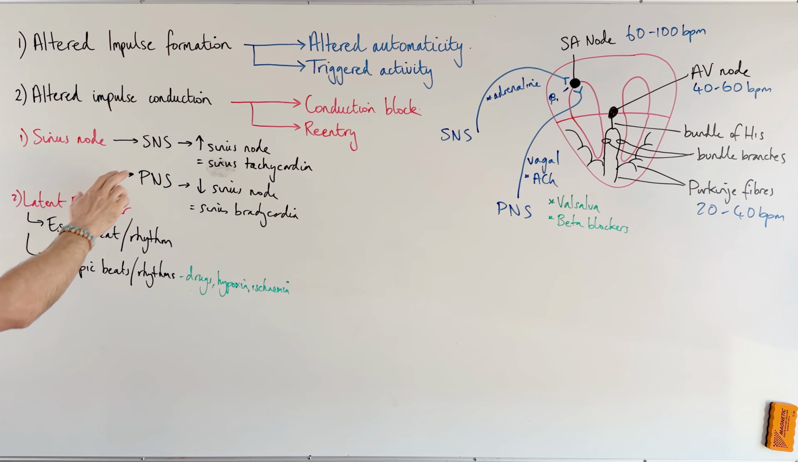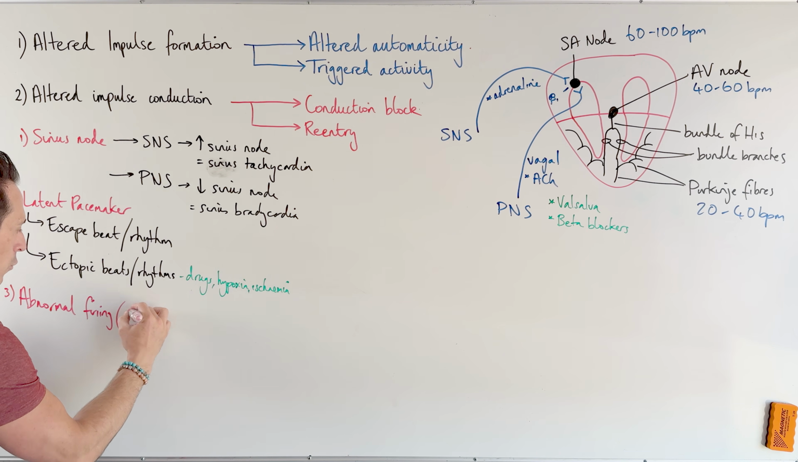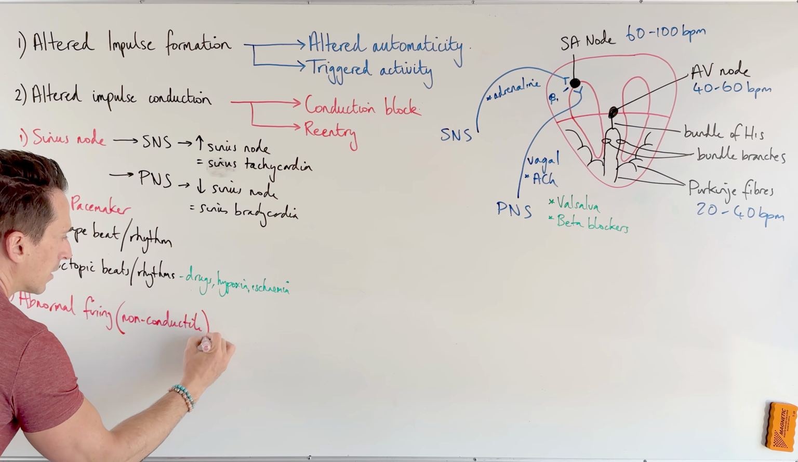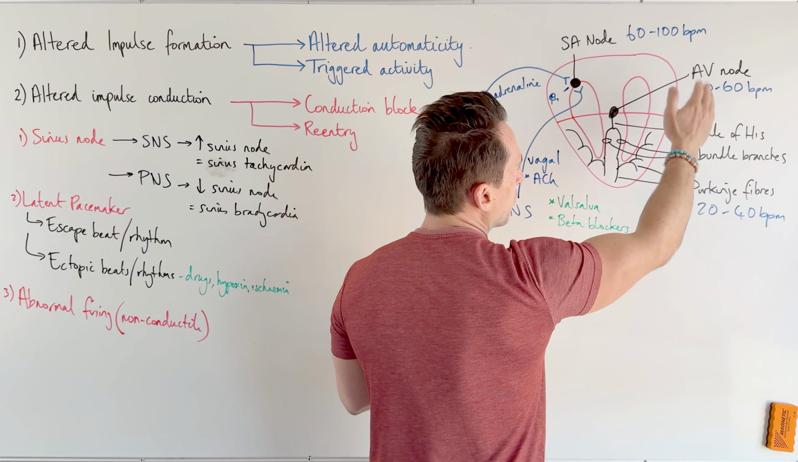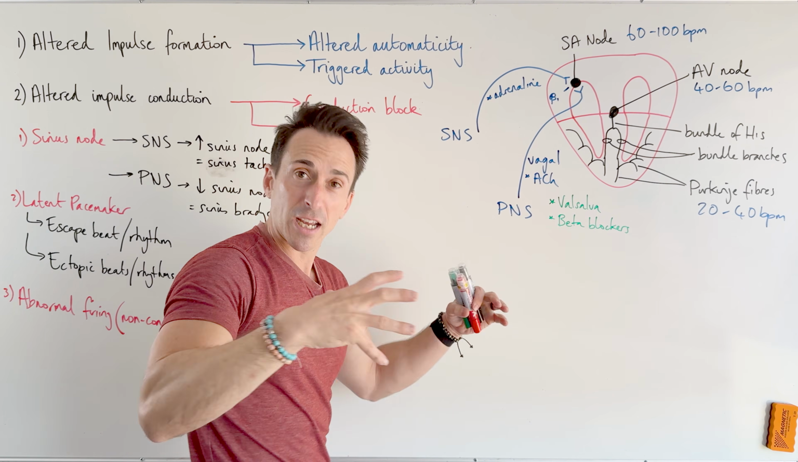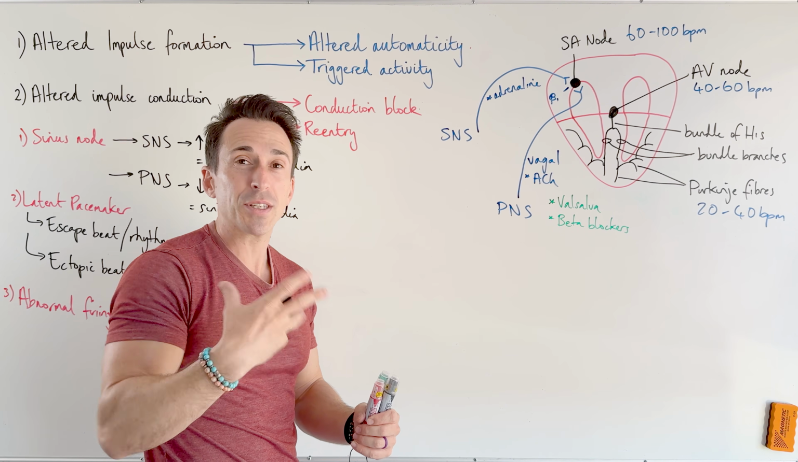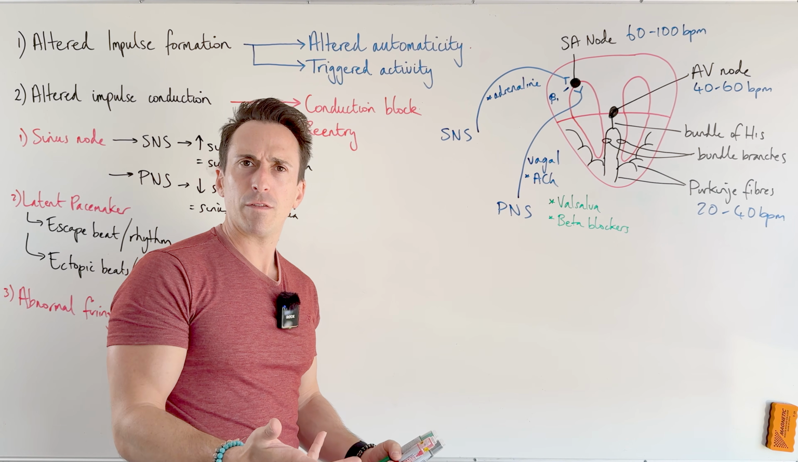Next we need to talk about, for the altered automaticities, one more, and that's abnormal firing. You might think, wait, we just spoke about abnormal firing. When I talk about abnormal firing, I'm talking about non-conductile cells. So myocytes. So I'm talking about cells that aren't part of the SA node, AV node, bundle of His, bundle branches, Purkinje fibers. I'm talking about contractile muscle cells, right? They don't have automaticity. They don't spontaneously depolarize. So what is causing them to fire off when they shouldn't?